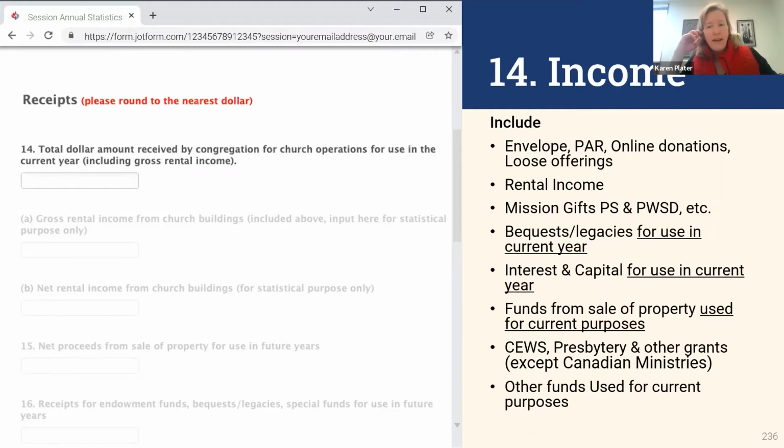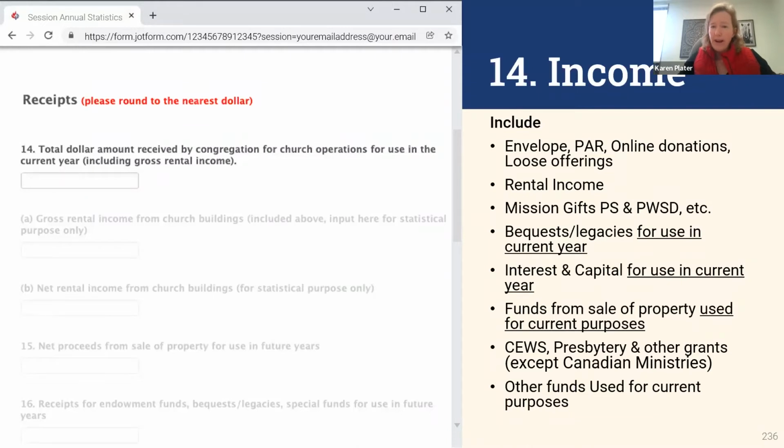I also saw that if in 2021 the church has received CEWS monies, where is that reported? If the CEWS monies were spent in 2021, then they are included in line 14. If there was some that is going to be spent in 2022, then it would be reported in 2022.